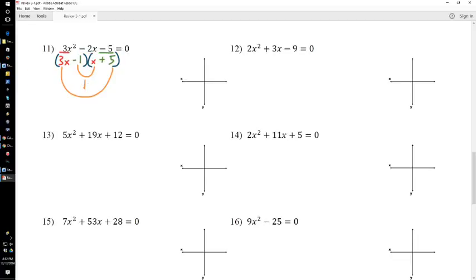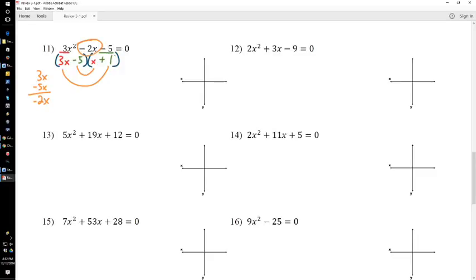So back we go. I'm going to erase the 5. I'm going to erase the 1. I'm simply just going to switch where I put them. If I put a -5 here and a positive 1 there, again, outside, inside. 3 times 1 is 3x. -5 times x is -5x. And when I add those together, 3 minus 5 is -2x. Yay! I got the middle term.